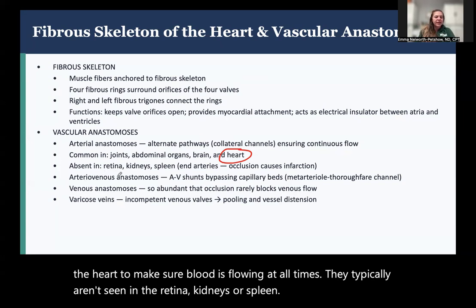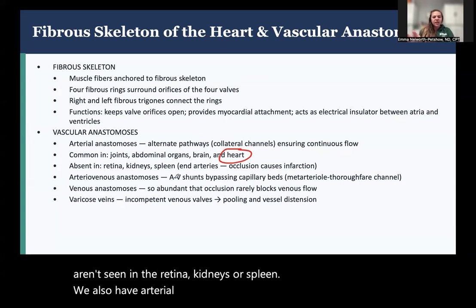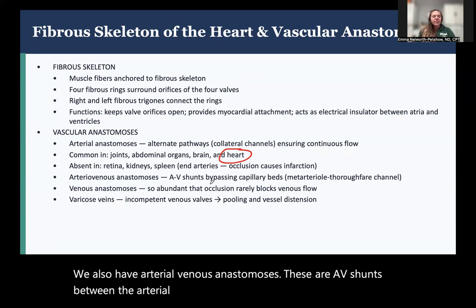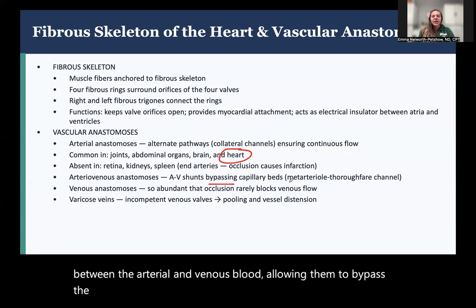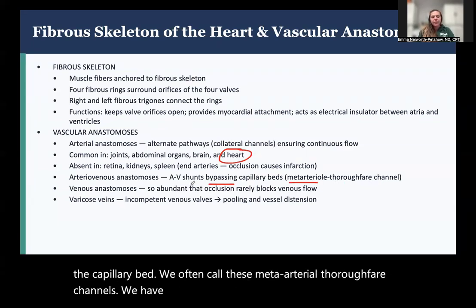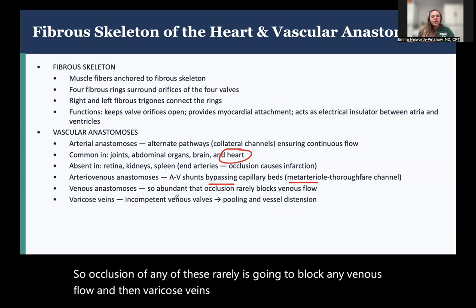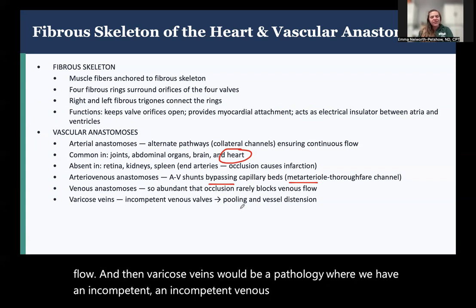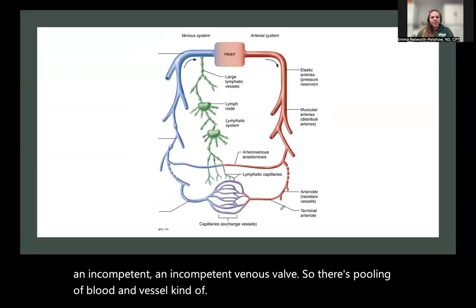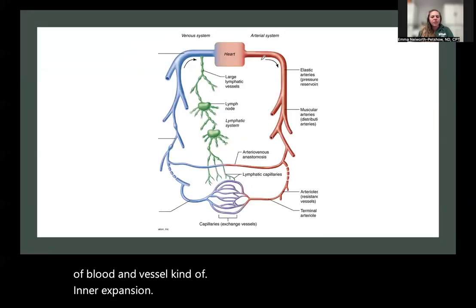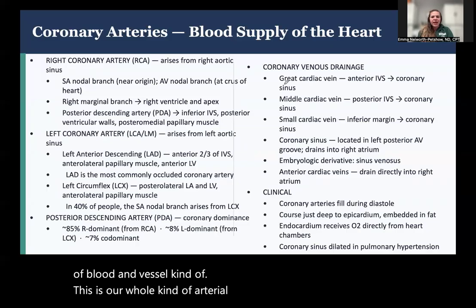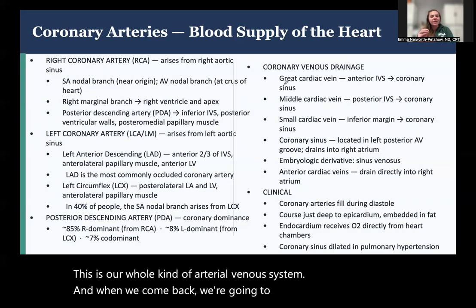We also have arteriovenous anastomoses. These are AV shunts between the arterial and venous blood, allowing them to bypass the capillary bed. We often call these metarteriole thoroughfare channels. We have venous anastomoses, which are very abundant, so occlusion of any of these rarely is going to block any venous flow. And then varicose veins would be a pathology where we have an incompetent venous valve. So there's pooling of blood and vessel distension or expansion. This is our whole arterial venous system. And when we come back, we're going to get into the specific blood supply to the heart.